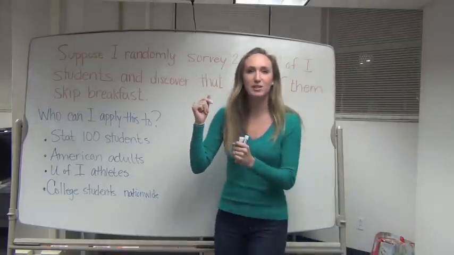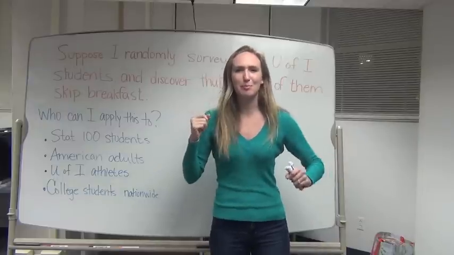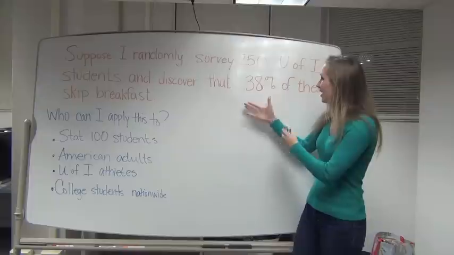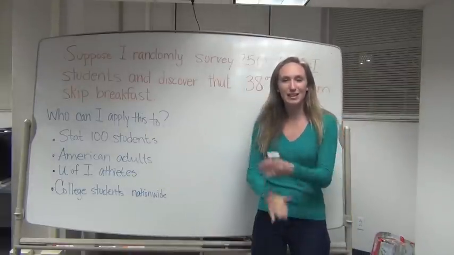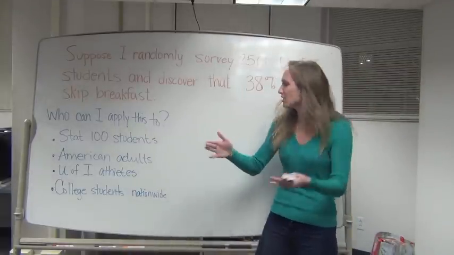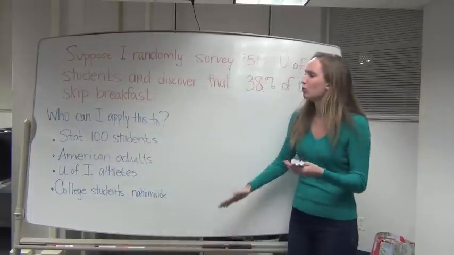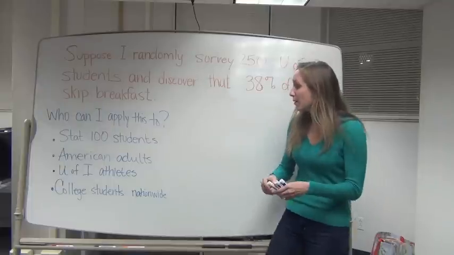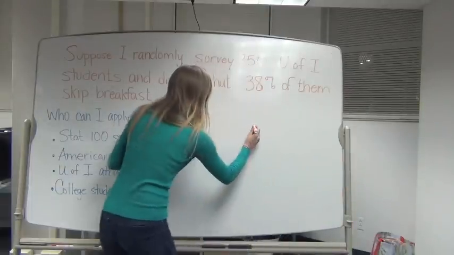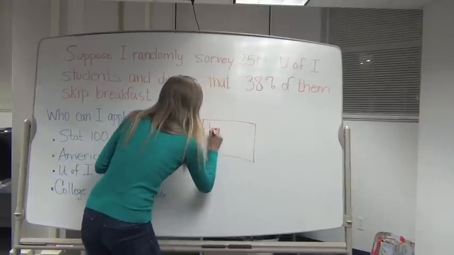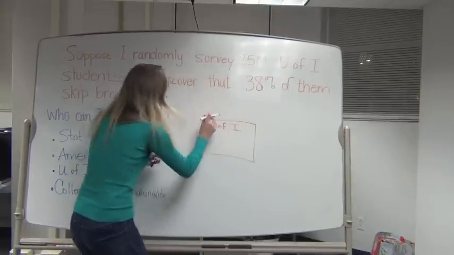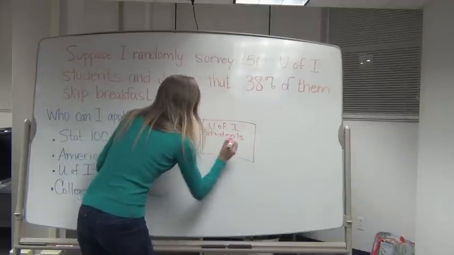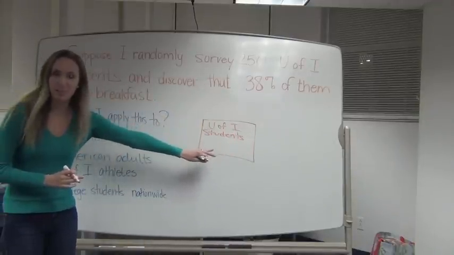Now, when I go to write up this survey and I go to write up the importance of eating a good breakfast and I report these results, who can I report that this 38% is skipping breakfast? So let's look at a few examples of where I can apply this survey result. So let's just say here was my box of the U of I students, right? And I randomly selected 250 U of I students. There's my box. That's the population that I sampled from.